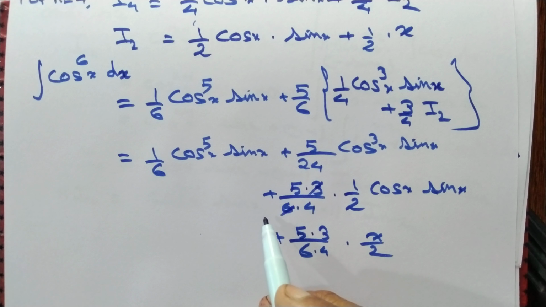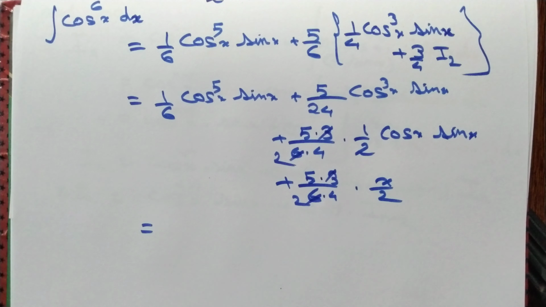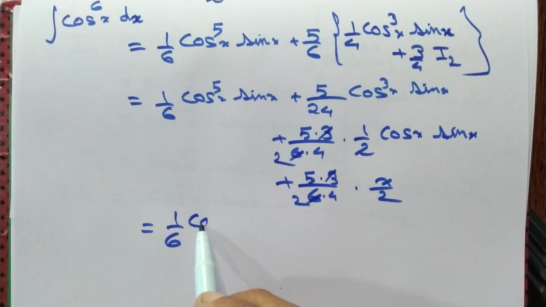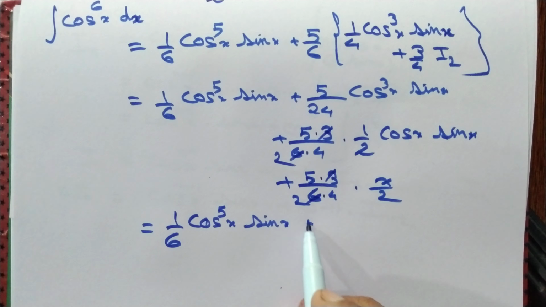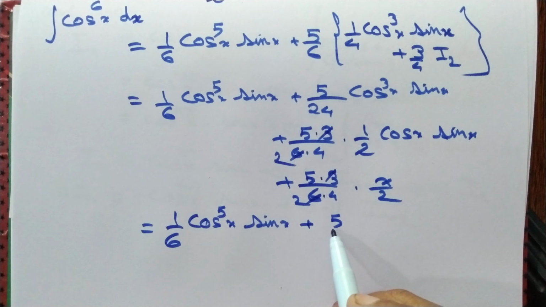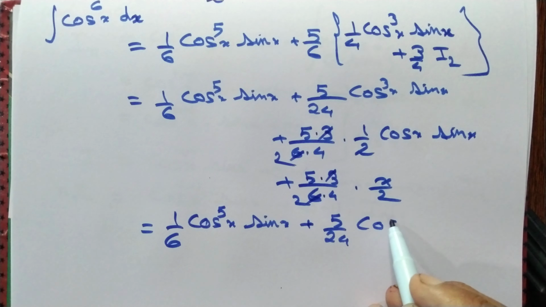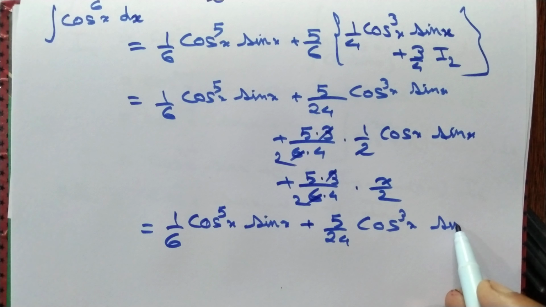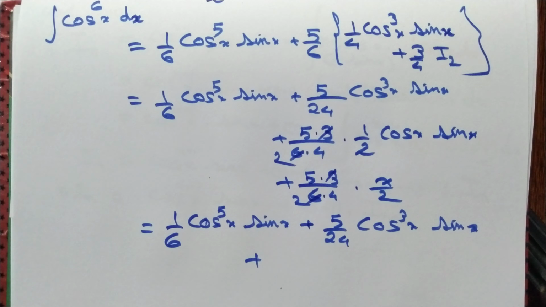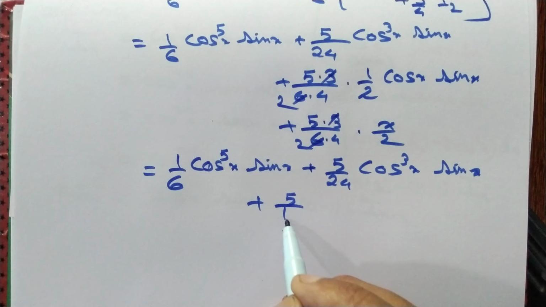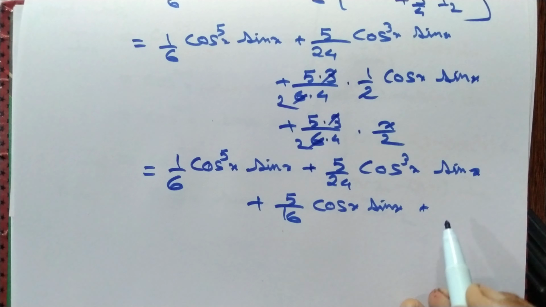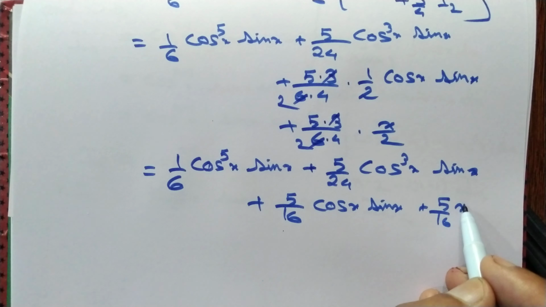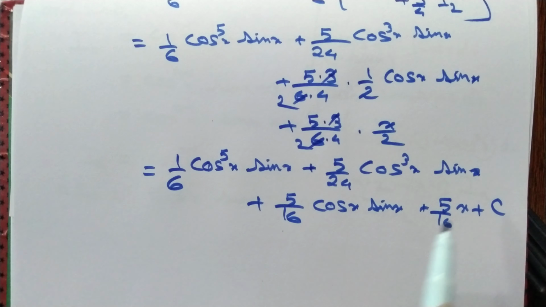Well, we can cancel 3 and say that the final answer equals 1 by 6 cos to the power 5 x times sin x plus 5 by 24 cos cube x sin x plus 5 by 16 cos x sin x plus 5 by 16 x, of course with some constant of integration as well.